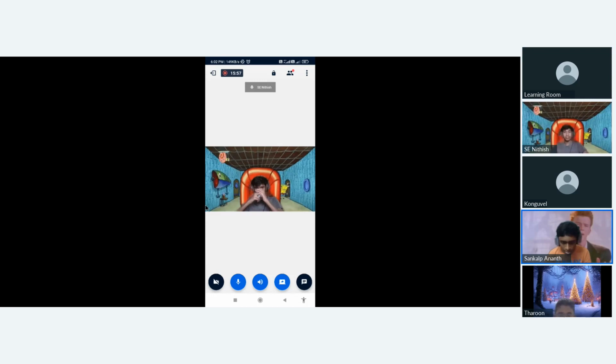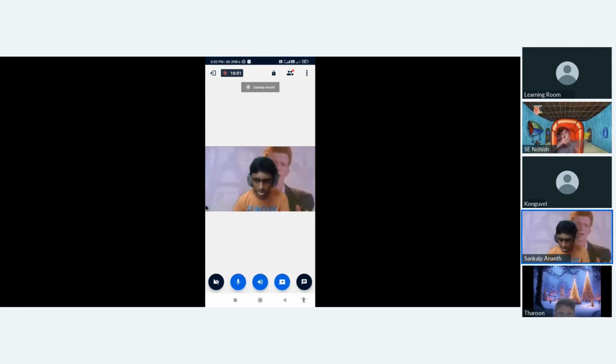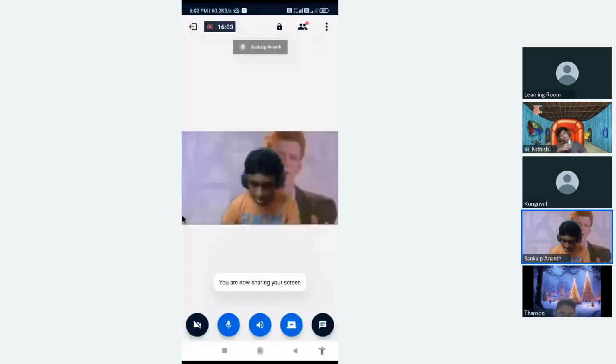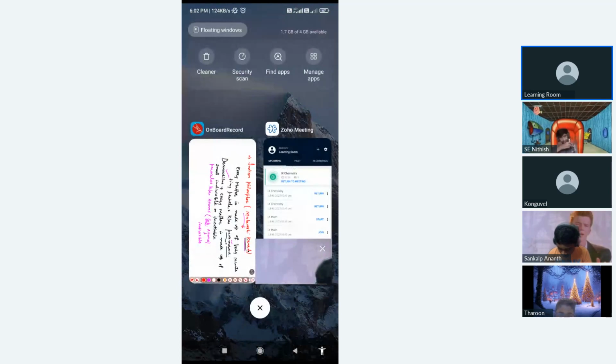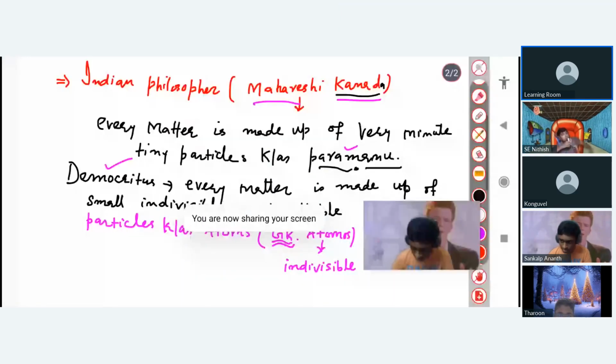Yes, sir. So can you flip your page, sir? It is vertical. Can you make it horizontal, sir? Sure, sure. So is it now fine?